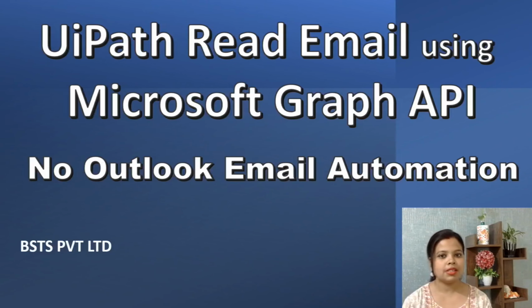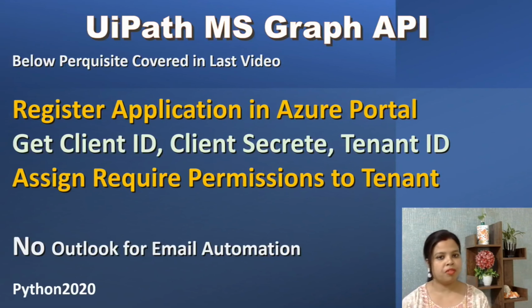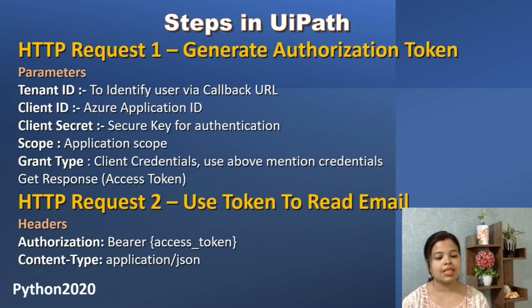In this video, we will see how to read email using Microsoft Graph API. To perform any action using Microsoft Graph API, we need these details that you can see on your screen. How to get these details from Azure, I have already covered in my previous video. Please find the link in description. These are the parameters and headers that we will use in this video, and you will get the Microsoft Graph document link in description for reference.